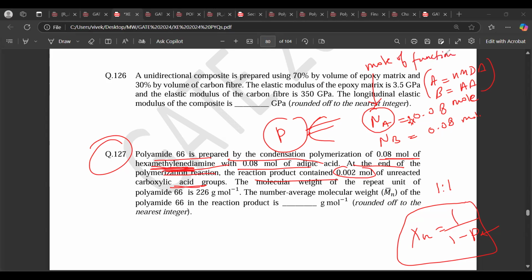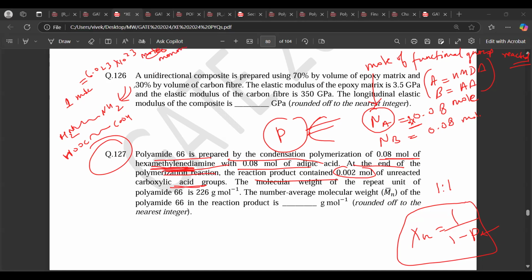Functional group reacted. Na is a mole of functional groups, not monomer. Why have I multiplied by 2? Because each monomer has 2 functional groups, right? So your hexamethylenediamine has 2 NH2. And the other, adipic acid, has 2 COOH. So each monomer has 2 functional groups, so each mole has 2 moles of functional group, right? Let's say your monomer is 1 mole. That means how many molecules of this monomer? 6.023 into 10 power 23 molecules, right?